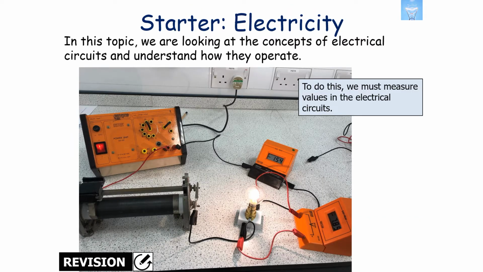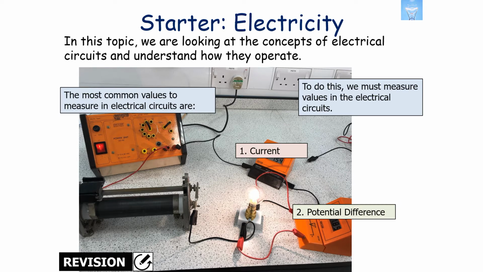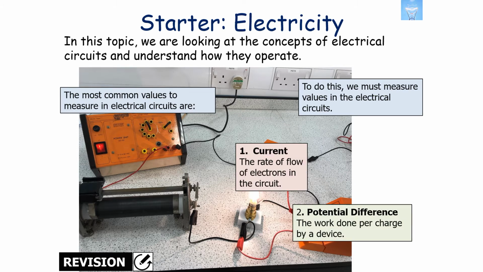Now in this topic we're looking at the concepts of electrical circuits and how they operate. To understand this we've got to measure values in the electrical circuit, and the most common values to measure are current and potential difference. Current is the rate of flow of electrons in the circuit, and potential difference is the work done per charge by the device. We measure the current with an ammeter and the potential difference with the voltmeter.